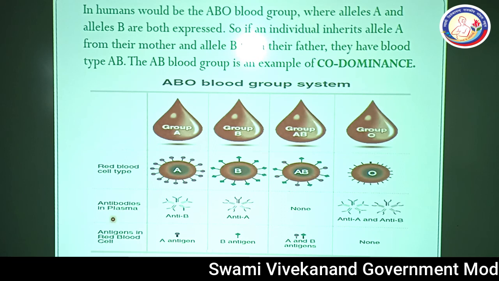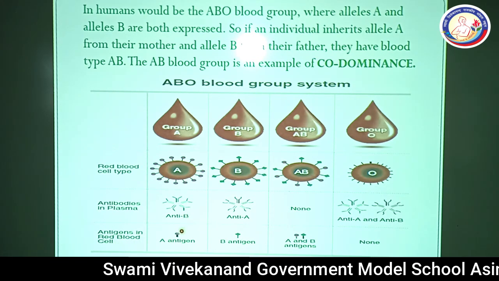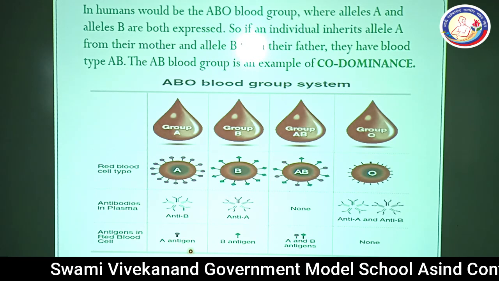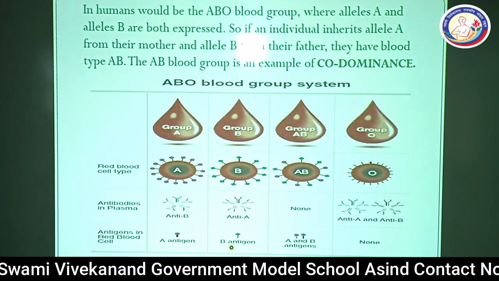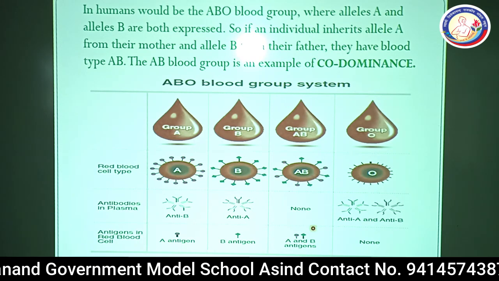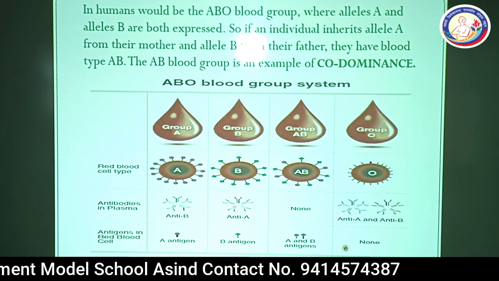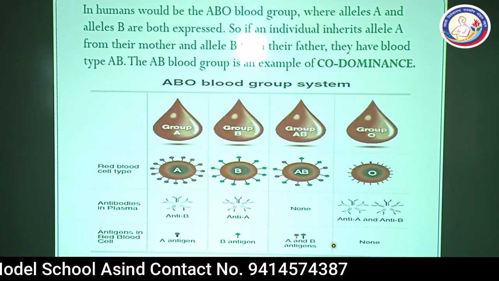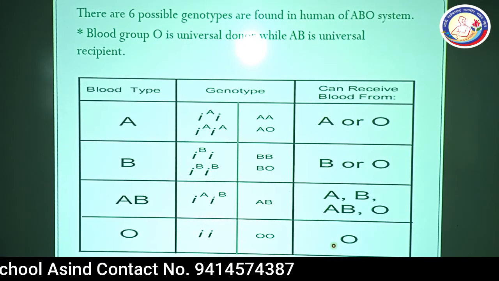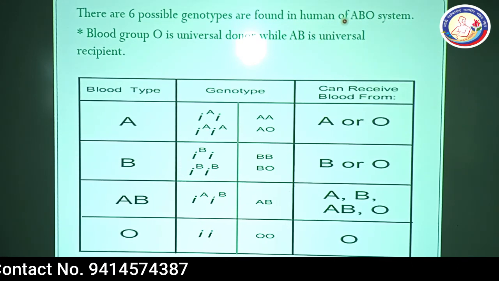And as far as antigens on the RBC are concerned, it is just opposite to the first one. If A antigen is present, then group A; if B antigen is present, then group B; and if both A and B antigens are present, then AB blood group. And if there is an absence of antigens, then there will be blood group O. Again, you can see there are 6 possible genotypes in humans of the ABO system. Blood group O is the universal donor while AB is the universal recipient.